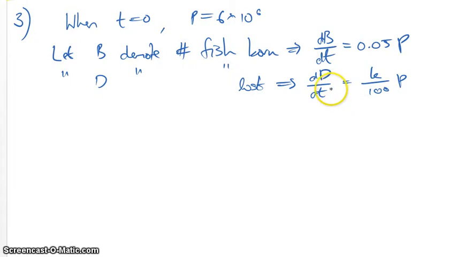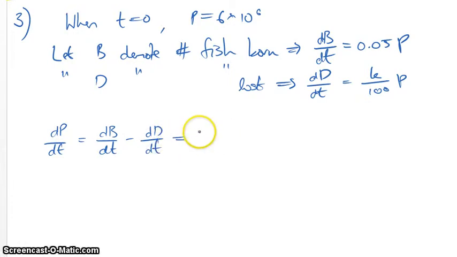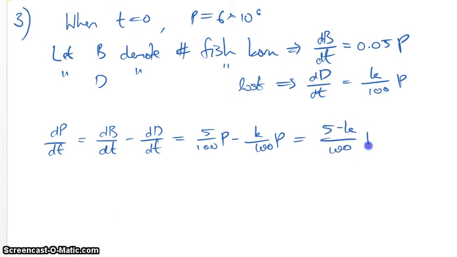Write down a differential equation relating P and t. So we know, therefore, that the change in population with respect to time is going to be the number of fish born, subtract away the number of fish who got caught. So that's going to be 5 over 100 P minus k over 100 P. That's going to be (5 minus k) over 100 P. Solve this differential equation, and find the value of k such that the fish population will double after 50 years.